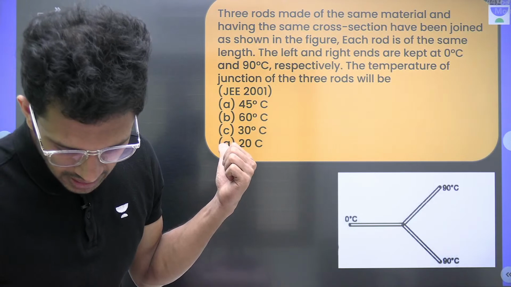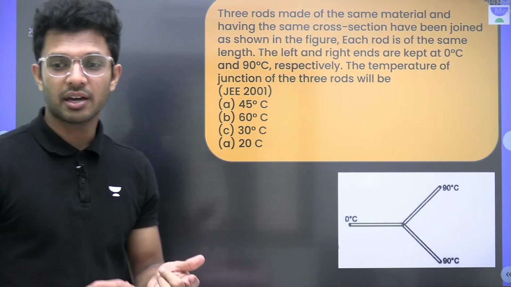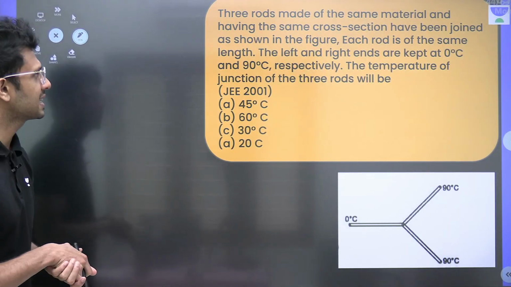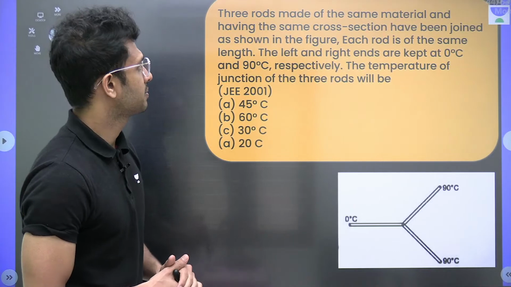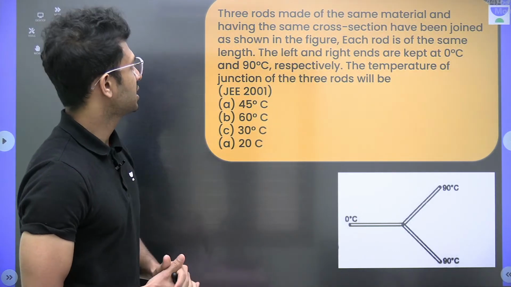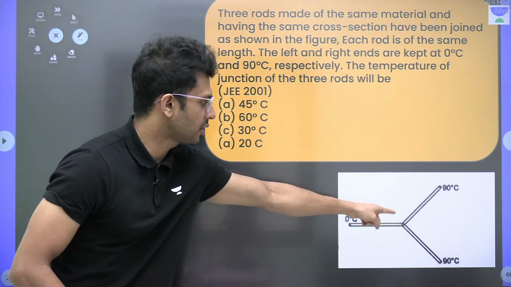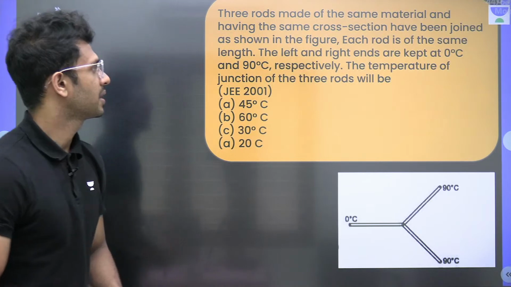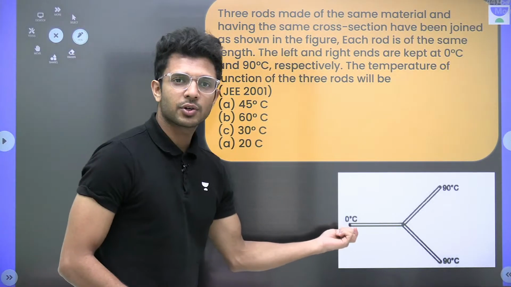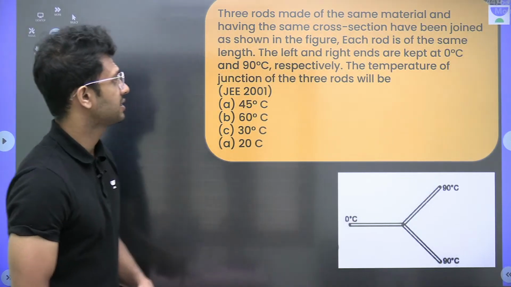No. A is correct. Meru B, Lakshman B. Okay, everyone is going for option B. Let's check. We have 3 rods. Material is the same, cross section is the same, and length is also the same. Length same, area same, thermal conductivity same. This end of the rod is at 0. The other ends of the rods are at 90 degrees Celsius, as you all can see.